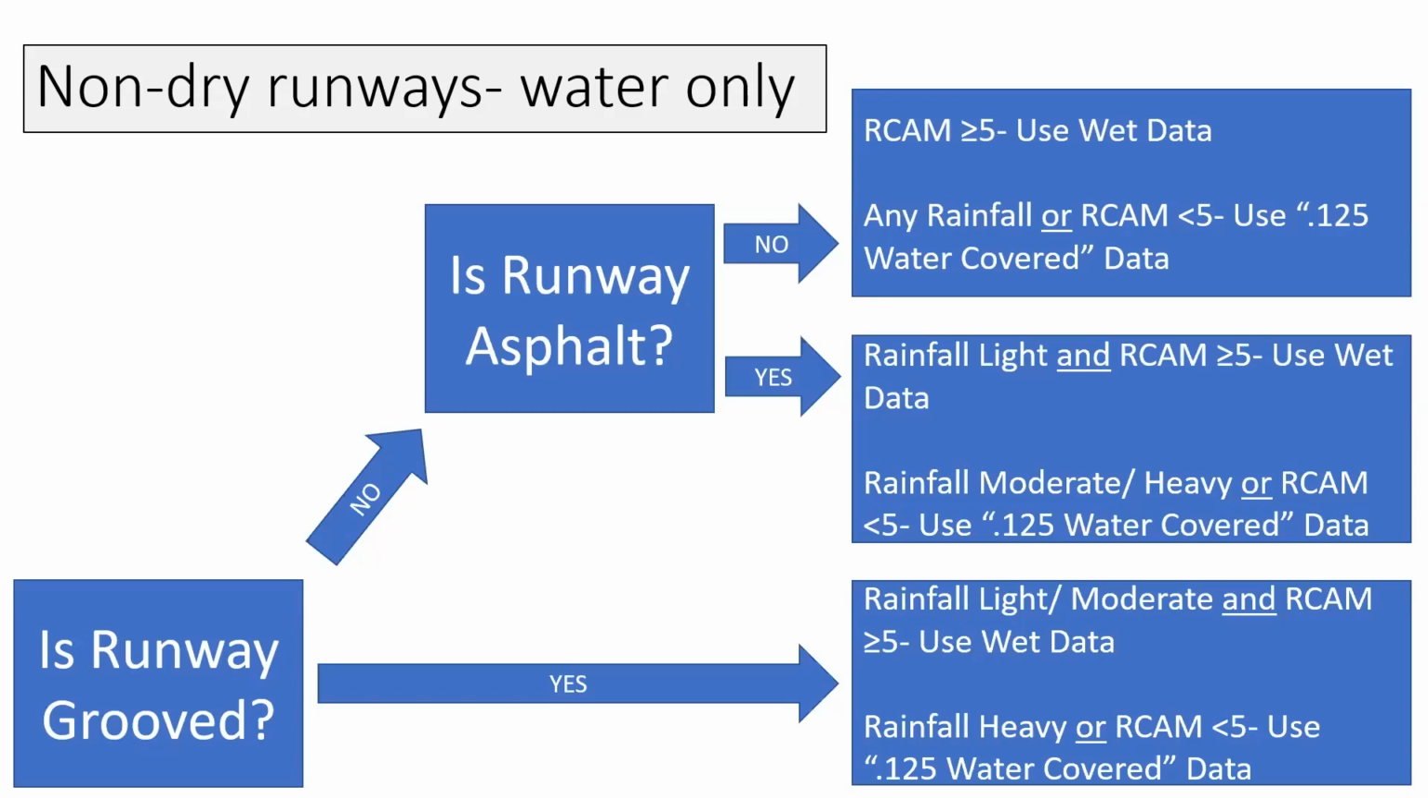So the recommendation is if you have a runway condition code that is equal to or better than 5, then that's legitimate data that would tell us we could use wet data numbers. But if you don't have a runway condition code, or if you have a runway condition code less than 5, or any rainfall, of course, we're talking about, then we would use the 1/8 inch data. Okay, so if we have rainfall and we do have a runway condition code greater than or equal to 5, we could use the wet data.